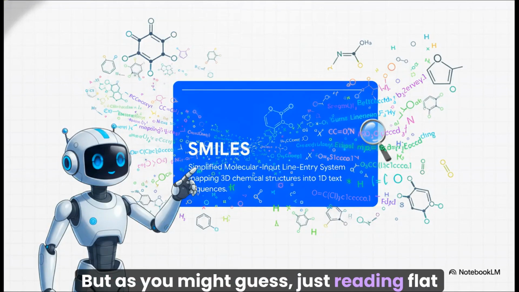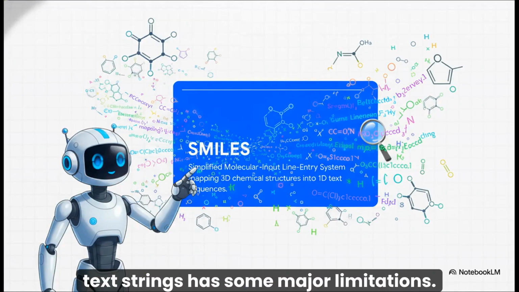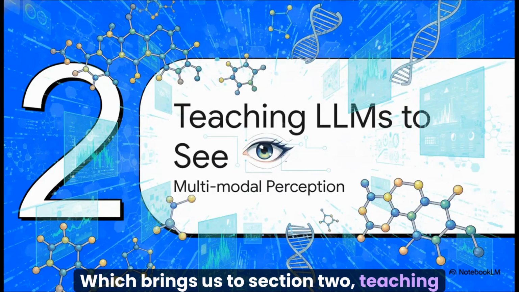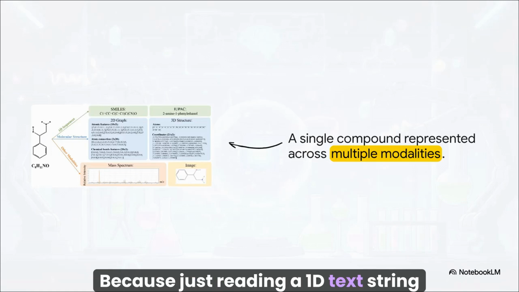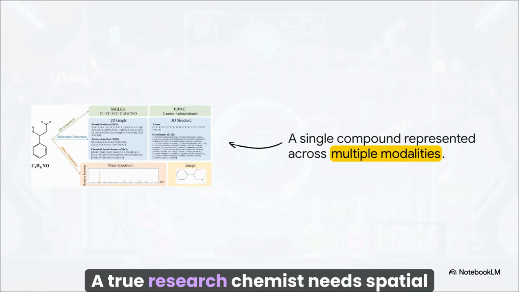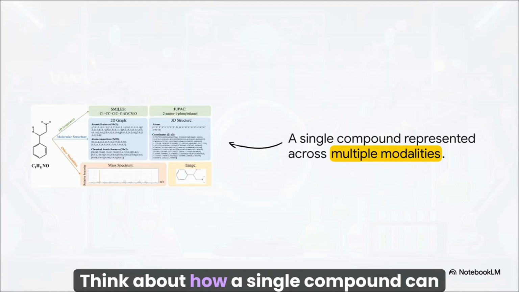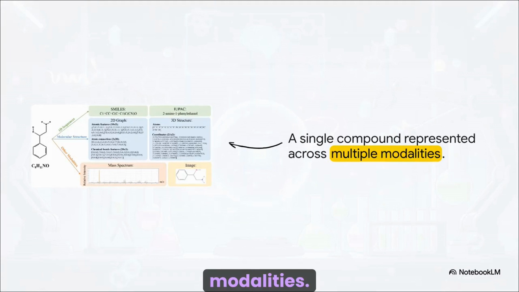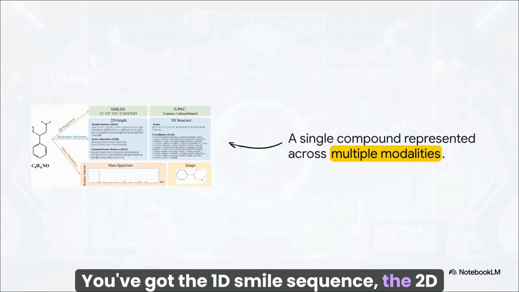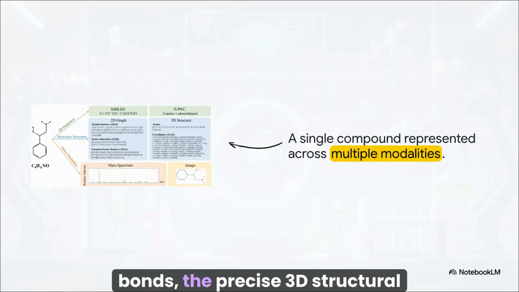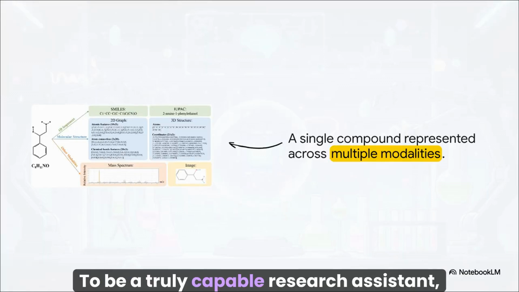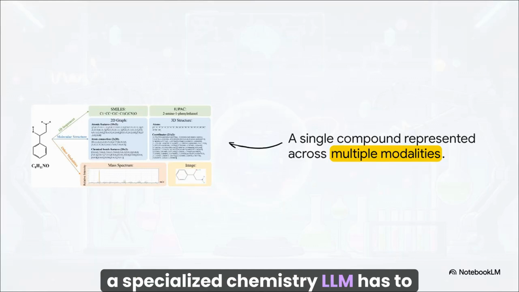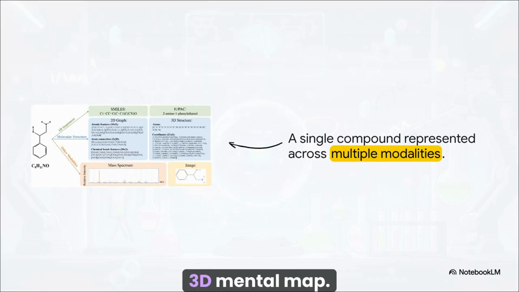But as you might guess, just reading flat text strings has some major limitations. Which brings us to Section 2, teaching LLMs to see through multimodal perception. Because just reading a 1D text string simply isn't enough. A true research chemist needs spatial awareness. Think about how a single compound can be represented across multiple modalities. You've got the 1D SMILES sequence, the 2D graph mapping atomic features and bonds, the precise 3D structural coordinates, and even physical mass spectra. To be a truly capable research assistant, a specialized chemistry LLM has to process all this multimodal data, transforming a flat sequence into a rich 3D mental map.